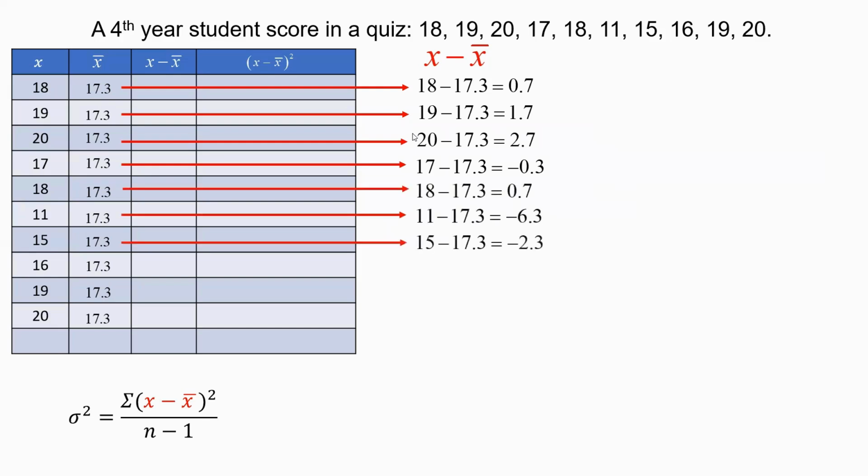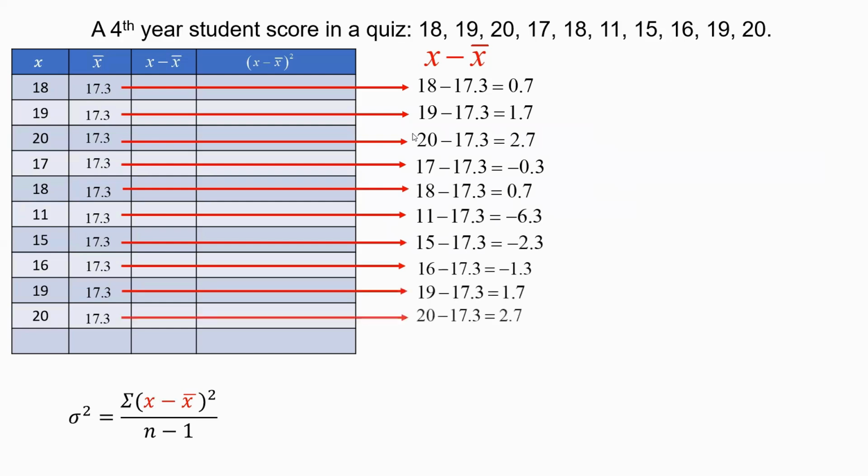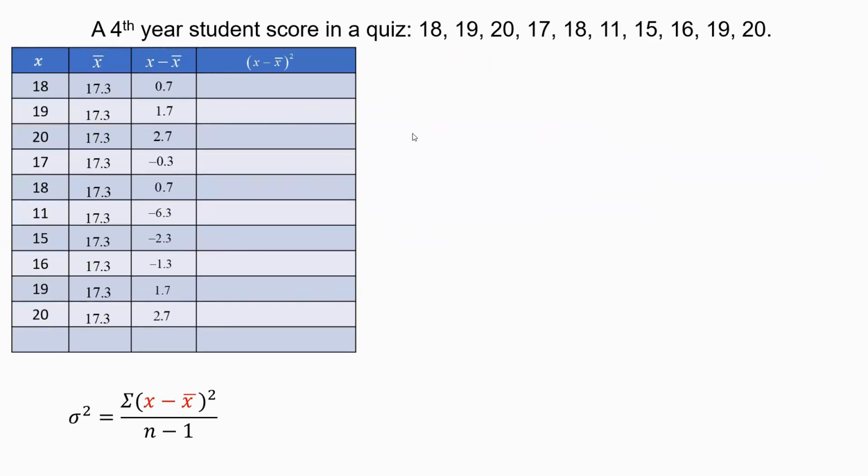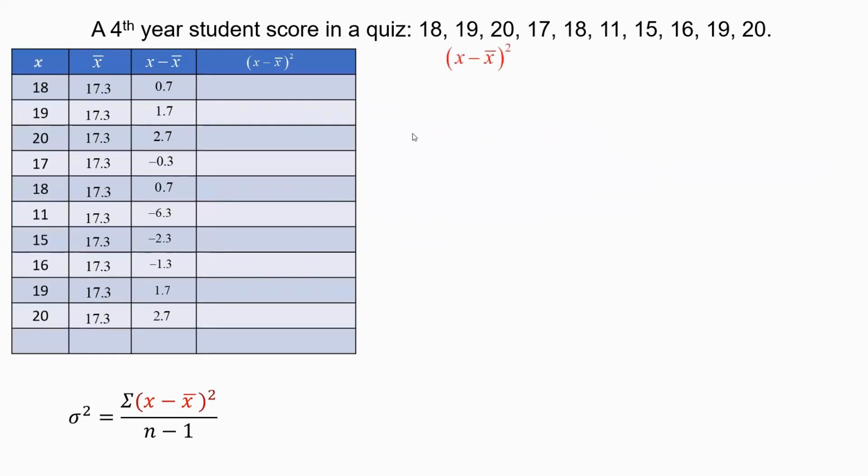And you are going to do that until you meet the bottom part. So we got 0.7, 1.7, 2.7, and so on. We are going to rewrite that into our third column. So now, because we already have our given values for x minus mean, let's take a look at the square of the quantity x minus mean.